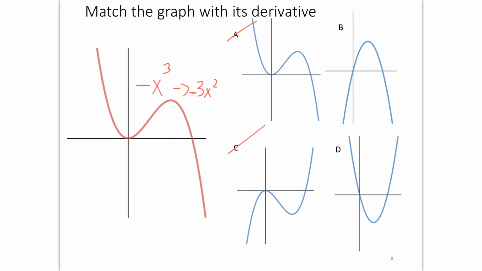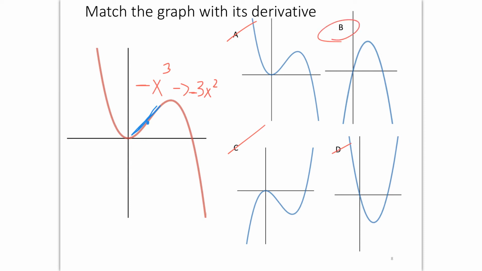If you notice here, if I was to just draw a tangent line right here, it looks like that tangent line would have positive slope. So we would expect the derivative to give us a positive value. And if you notice, at this x value over here for this graph, it's telling us the derivative is below the x-axis, which means it has a negative slope. So D cannot be correct, which means the correct answer must be B.